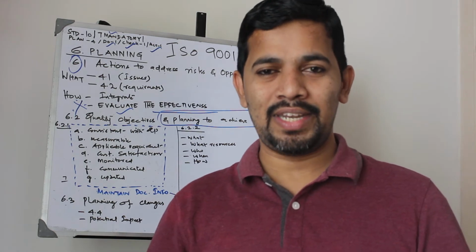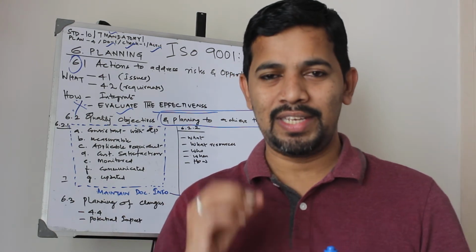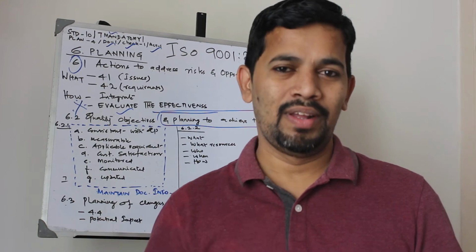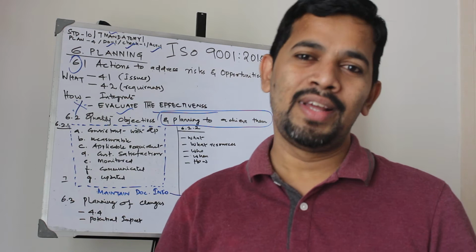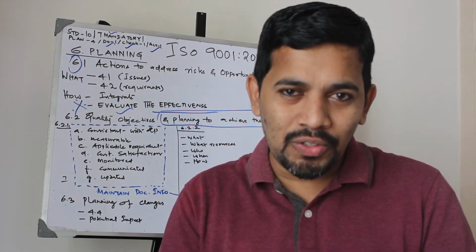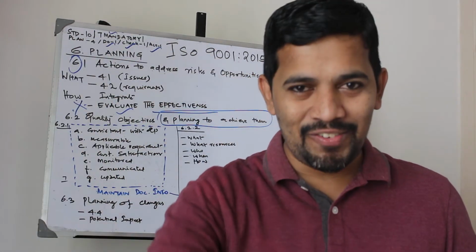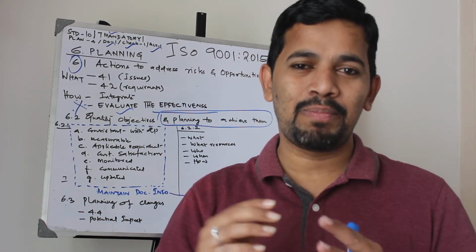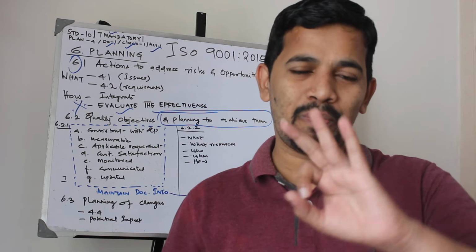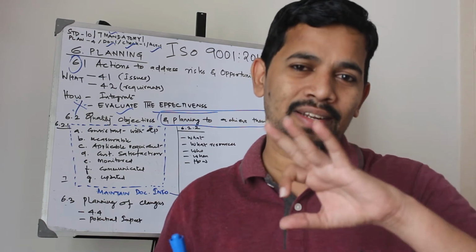Class number 6, as I said, I remember this class as AQP: action to address risk and opportunity, that is 6.1; 6.2 is quality objectives and planning to achieve them; and lastly we have 6.3, that is planning of changes. So that means we are going to deal with 3 classes.